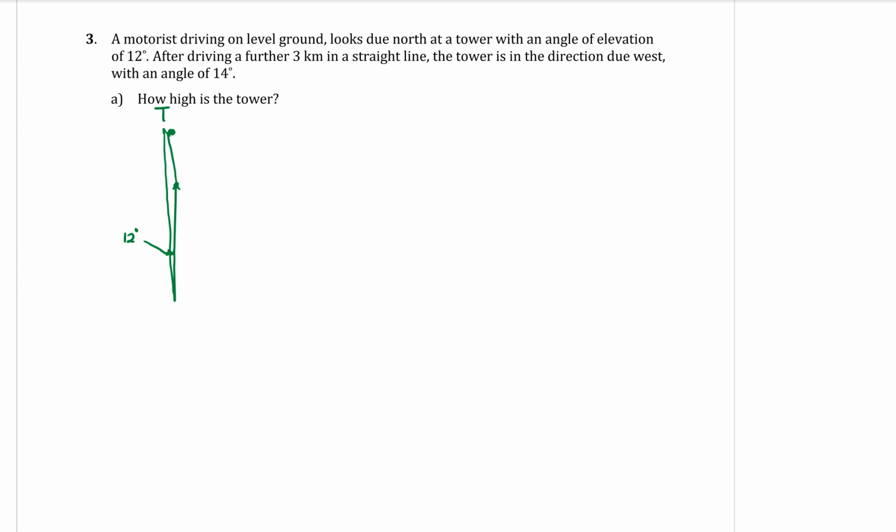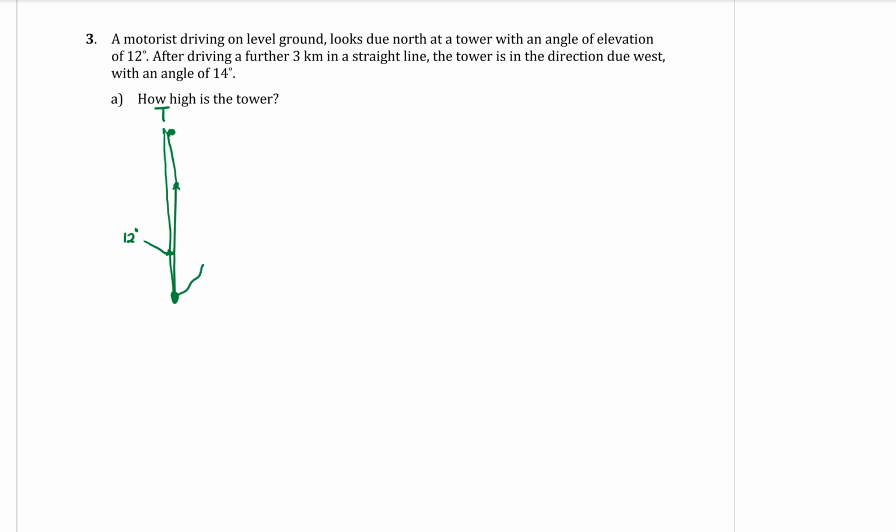Okay, so then after driving 3 kilometers in a straight line, the tower is now in a direction due west. So remember, this is him at the beginning here. He was looking due north and he saw the tower. Okay, that was the first part. But he's not driving towards the tower. The road is actually going to have to slope this way.